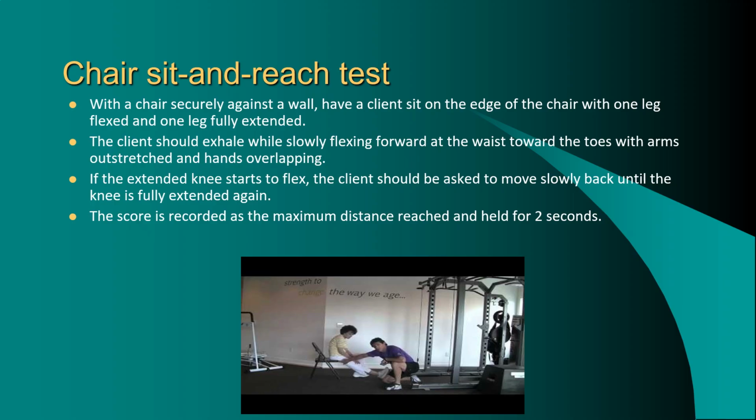Have the client sit on the edge of the chair with one leg flexed and one leg fully extended. So one leg is down for balance, and the other leg is extended. Have them inhale and then exhale slowly while flexing forward at the waist towards the toes, arms outstretched and hands overlapping, just like the sit and reach that we do for our general population. So they inhale and exhale and try to see how far they go.